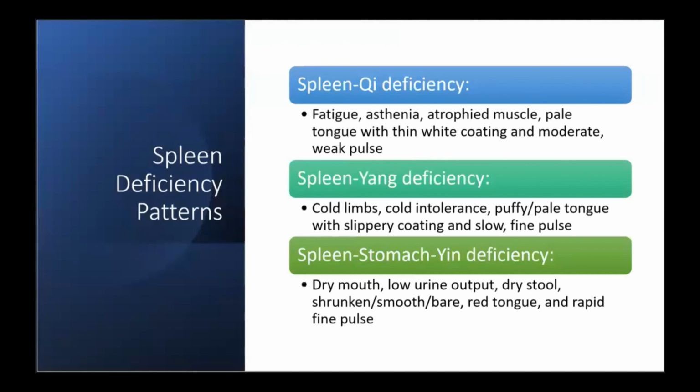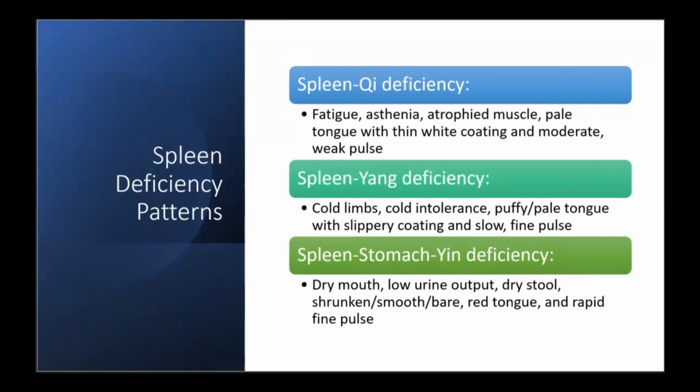So here are those three patterns. The top one there, you see fatigue, asthenia, right? Just kind of in a weakened state, atrophied muscle, pale tongue, moderate or weak pulse. The pulse isn't strong and bounding. Spleen yang deficiency, when that yang energy is weak, you've got cold limbs, intolerance to cold. God, I just can't get warm. Puffy, pale tongue, slippery coating, and a slow, fine pulse. So the pulse is actually slow with cold conditions.